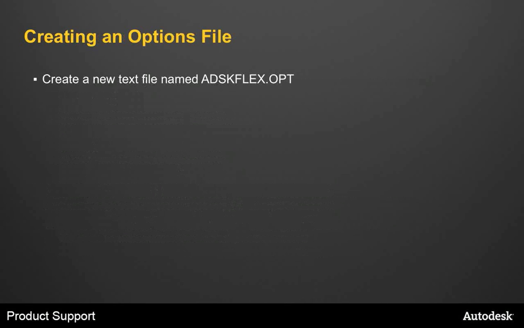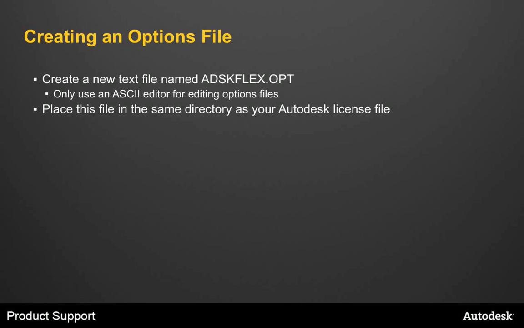To create an options file, you just create a new text file and name it adskflex.opt. Create this file using something like Notepad. Again, don't use something like Word to edit this. And you'll place this file in the same directory as your Autodesk license file. So wherever the .lic file is, you'll put the options file in that same location.